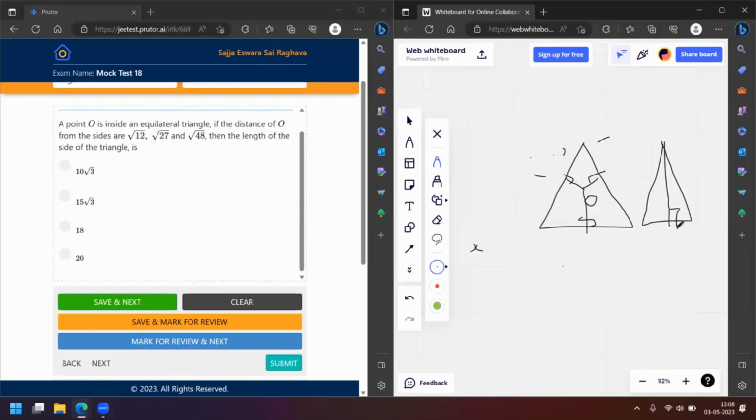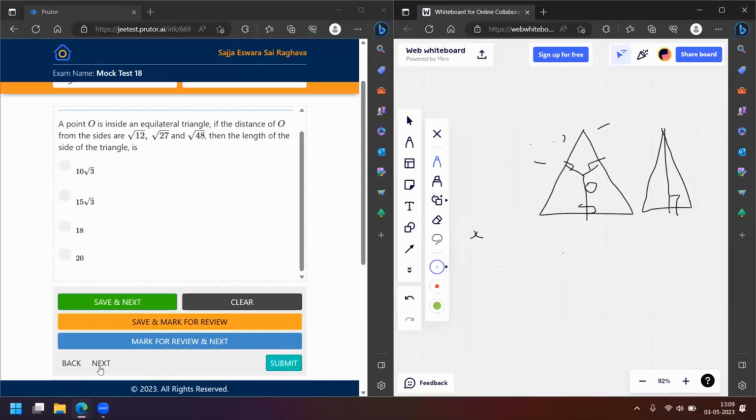Since we know every value, we can just sum them: root 1 plus root 27 plus root 48, and equate it to the length of the altitude, which is root 3a by 2. So we can get the value of a. To solve this, you should know this property or theorem for the equilateral triangle and any inside point. So we will go to the next question.